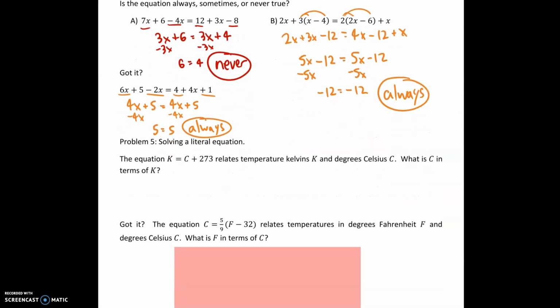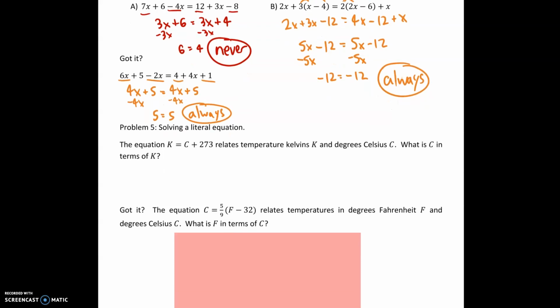So last we have solving literal equations. Literal means we want to solve an equation that is basically just going to stay an equation once we're done solving it. So if I'm asked a question like this, what is c in terms of k? Essentially what that's saying is we want to isolate c, but if I say that it's in terms of k, that means that k is still going to end up in my solution.